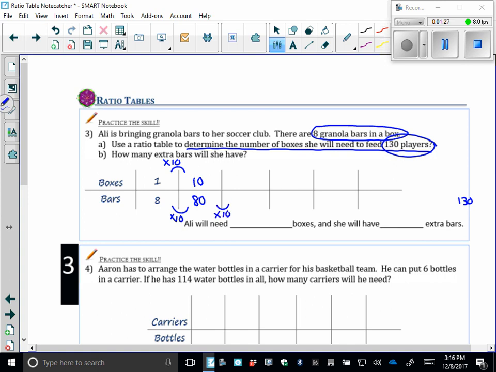Times by 10. I think we might be able to be more efficient, but it's kind of fun to see other people's work, and when you first start ratio tables, you're not always very efficient. How would you get more efficient? So she divided it in half, right? I divided it by 5. Oh, by 5. Okay.